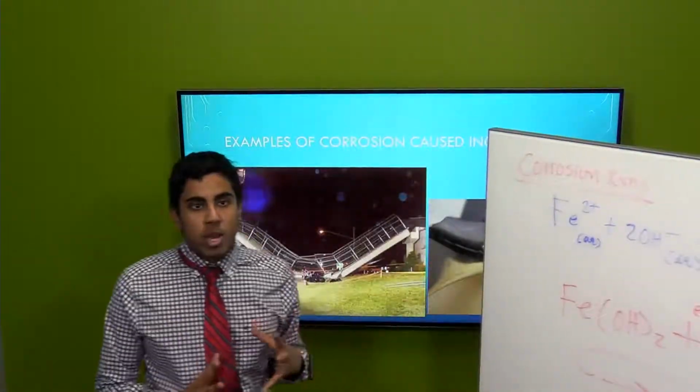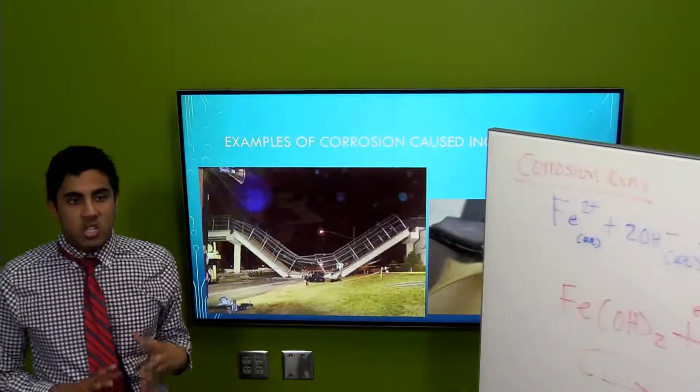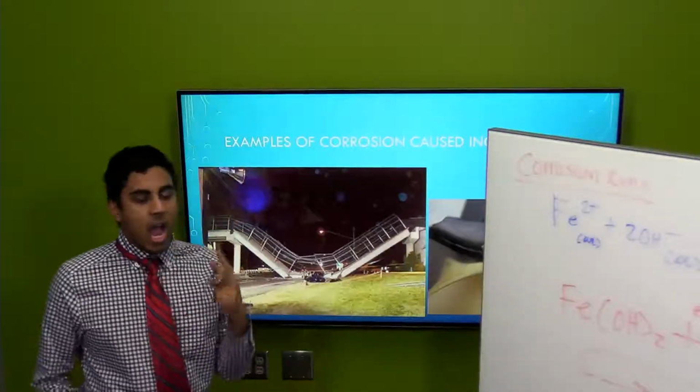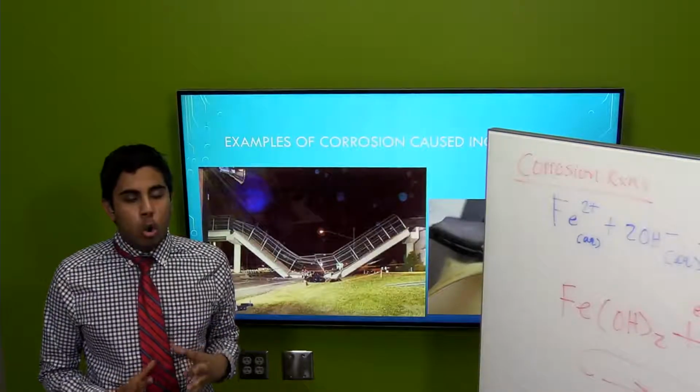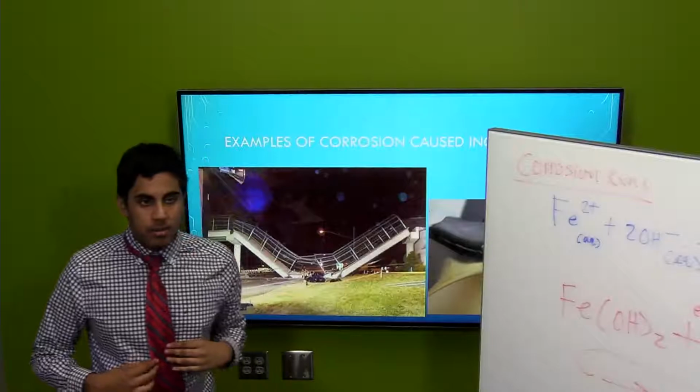Now, there are 3 different stable forms, such as sulfides, hydroxides, and oxides. And our goal is to make sure that that does not happen.